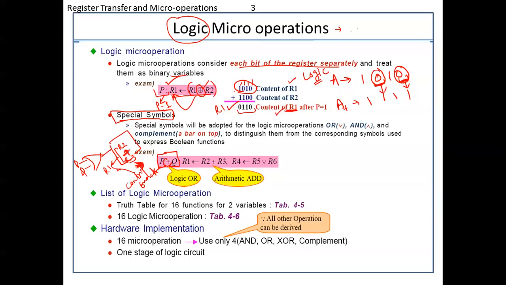But when I apply plus here and here also, I might get confused about which is the logic microoperation and which is the arithmetic one. So in order to demonstrate these ideas in the case of logic microoperations, we use some specialized symbols for AND and OR, because we know that OR usually performs a function like addition, right?